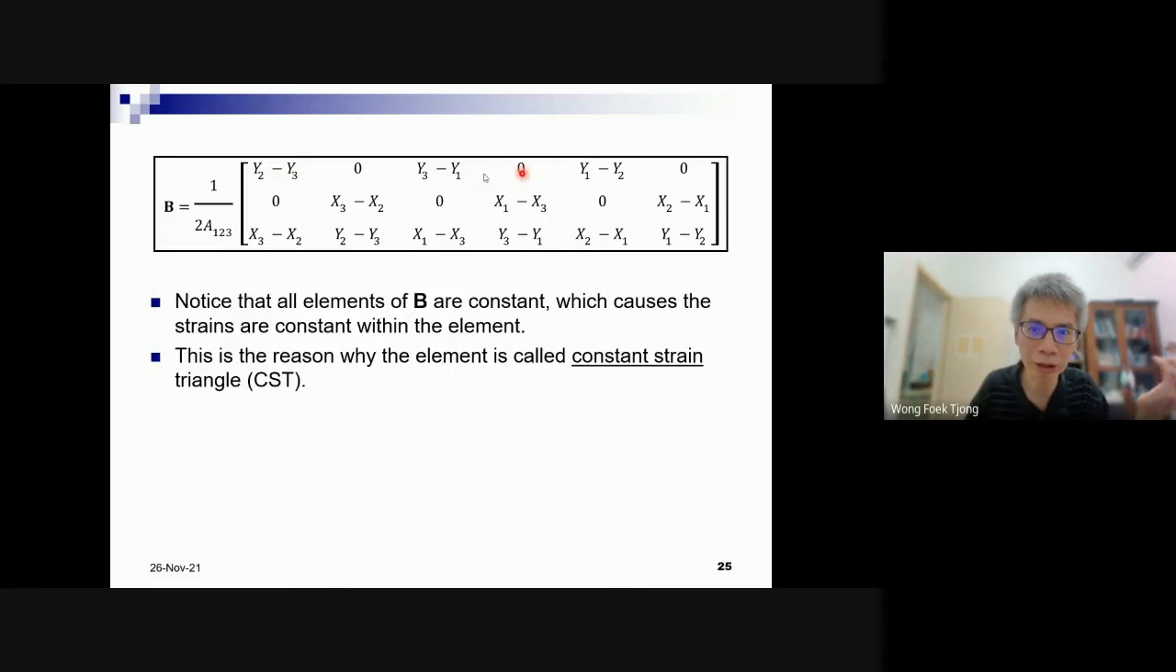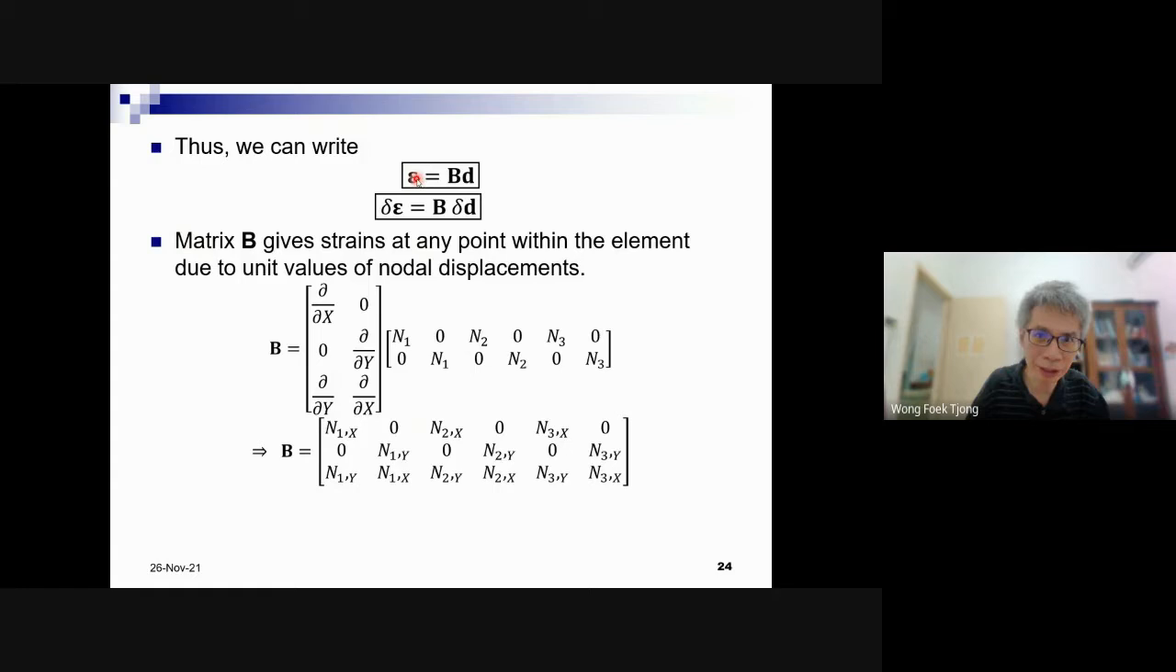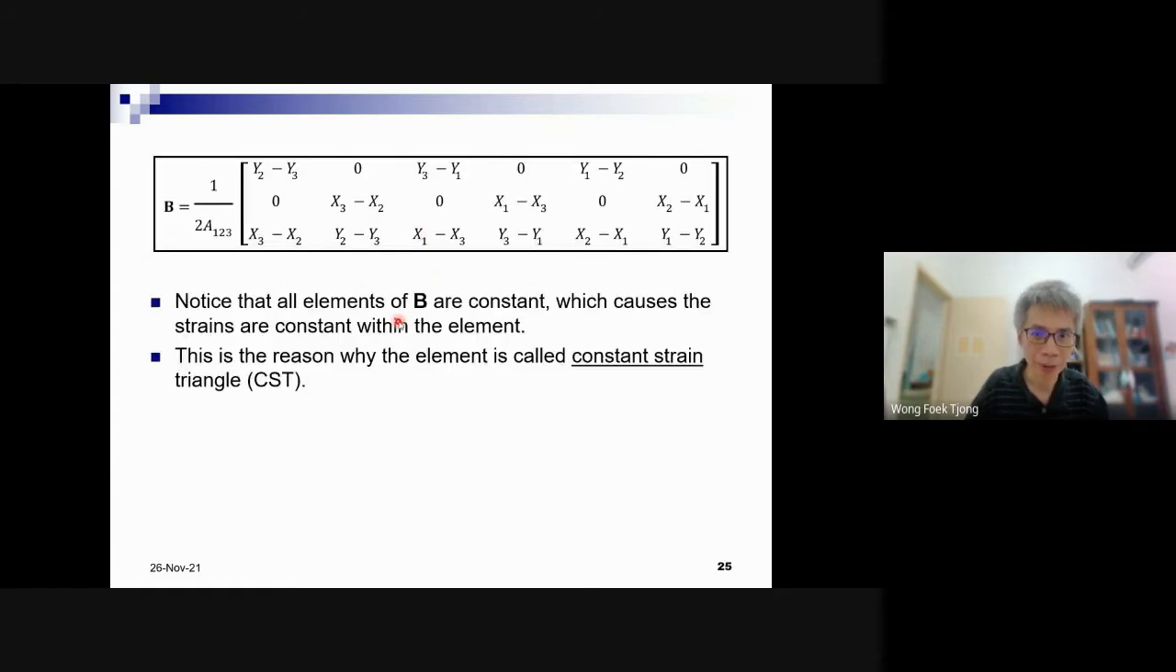You see, all are constants without variables x or y. So because of the constants, what happened to the strain? The strain is constant. So that's where the name comes from. This is the reason why the element is called constant strain triangle, because B is all constant, or the strain within the element is constant. The element is called CST, constant strain triangle, because of this. Any question?